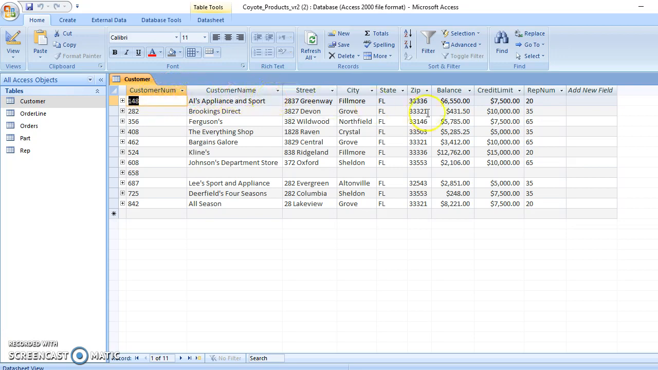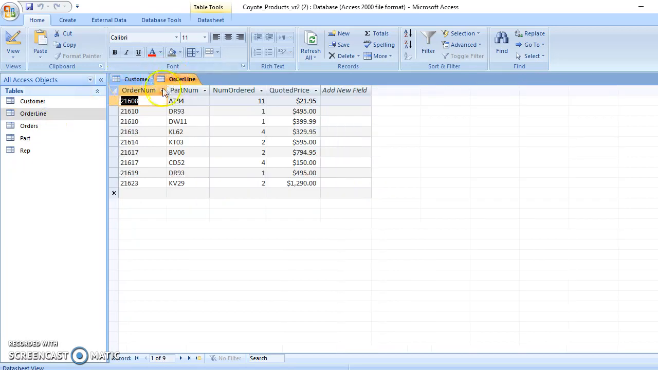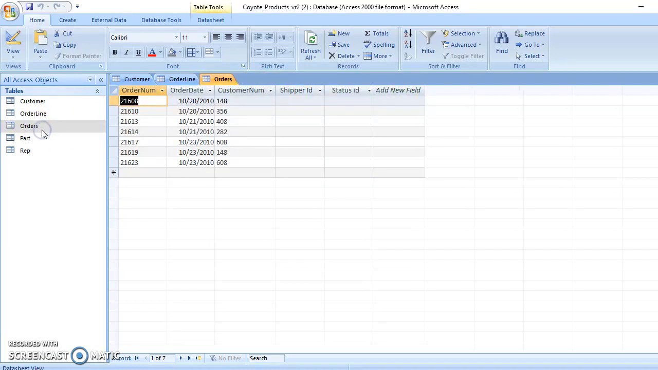number, customer name, street, location, balance, credit limit, and representative number. The order line has order number, part number, number ordered, and quoted price. The orders table has the order number, order date, and customer name.